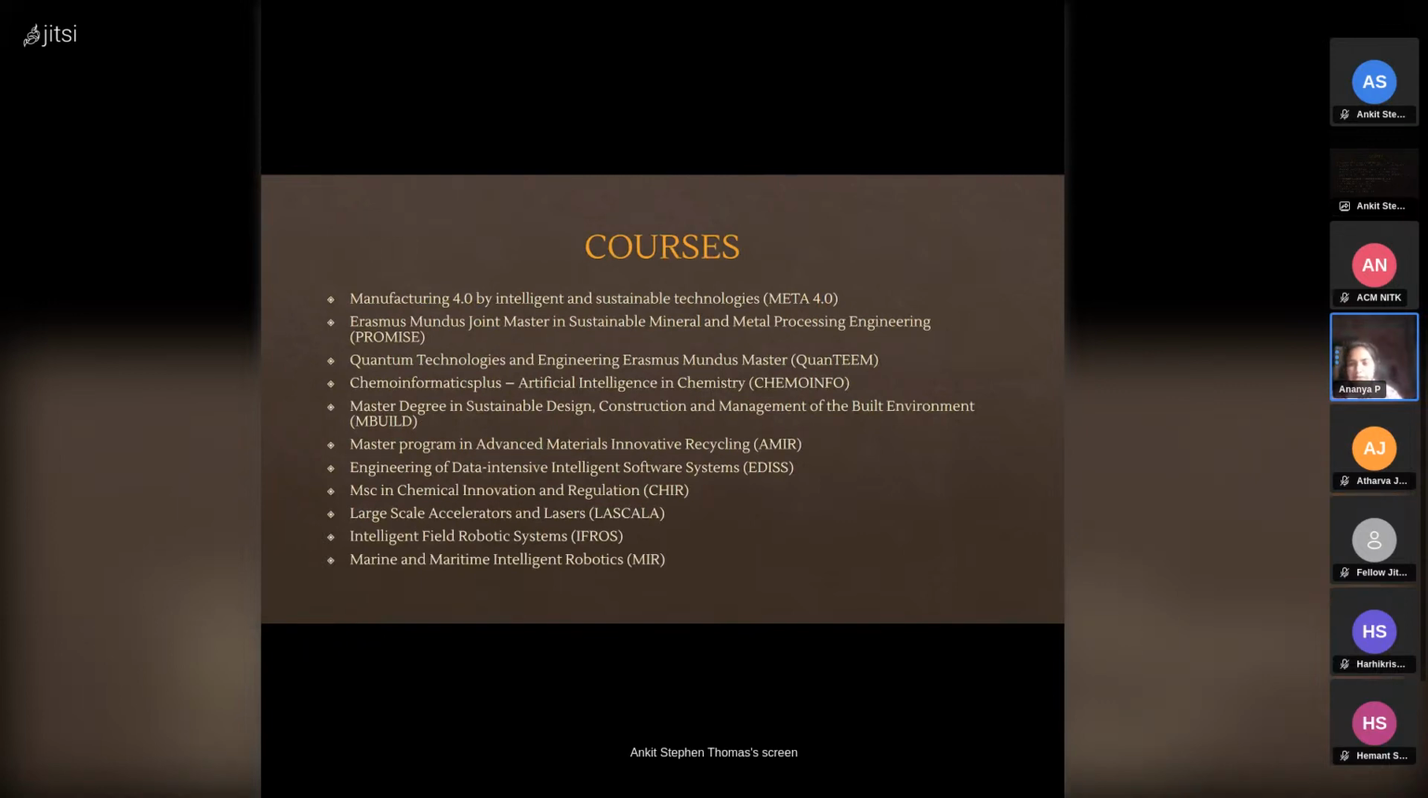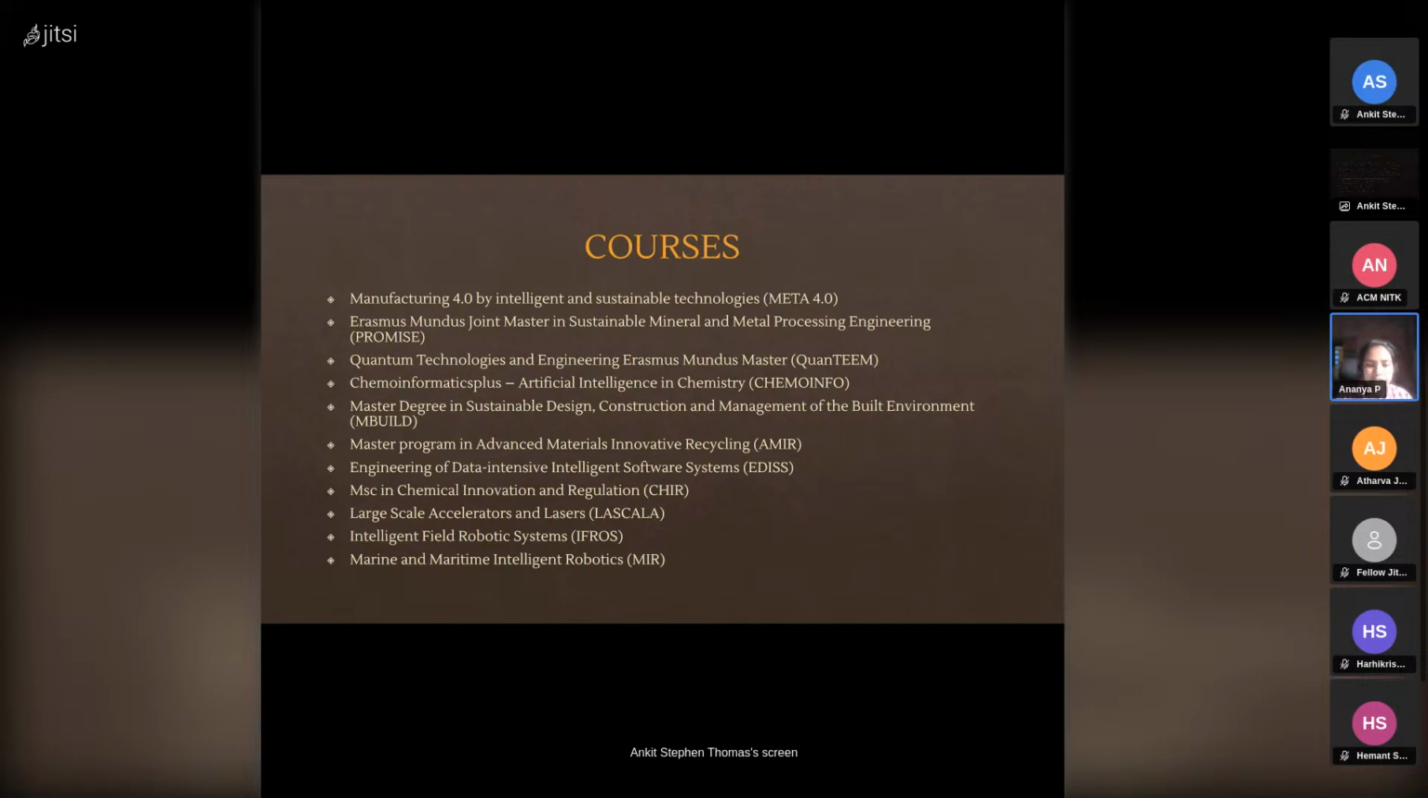So these are some of the examples of the courses that I just compiled. There are many more courses, around 50 to 60 courses in this Erasmus Mundus program. Some examples relating to core, what I found, are as given. It could be manufacturing for intelligent and sustainable technologies, or if you're a material science student, you could go for sustainable mineral and metal processing, or the sixth one, which is advanced materials innovative recycling, the AMIR program.